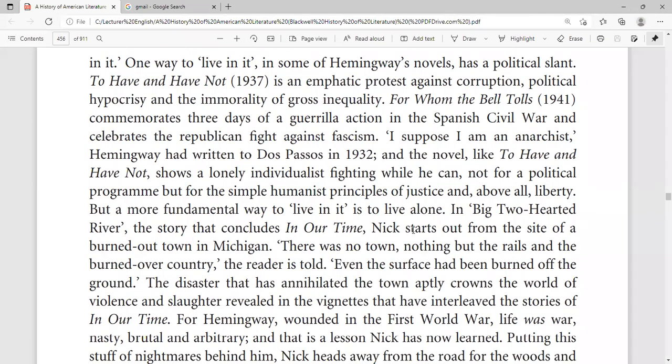To Have and Have Not is an emphatic protest against corruption, political hypocrisy, and the immorality of gross inequality.